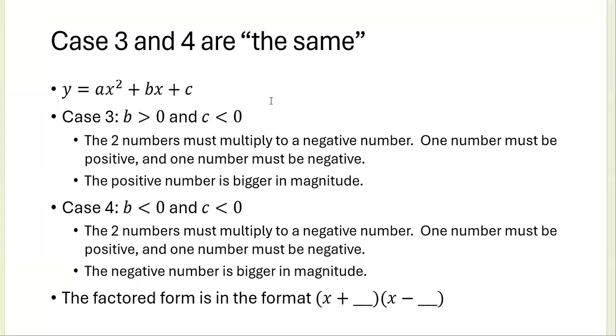All right. And very similarly, if C is negative, once again, one number must be positive, one number must be negative because those two numbers need to multiply to a negative number. There's no other option. And if the sum of those two numbers is negative, that means the negative number is bigger in magnitude. Okay? We can keep that in mind to help us pick the numbers. But essentially, I'm saying case 3 and 4 are the same because the format is x plus some number, x minus some number for both these cases. One number must be positive, one number must be negative. Okay. All right, let's go through some examples now.